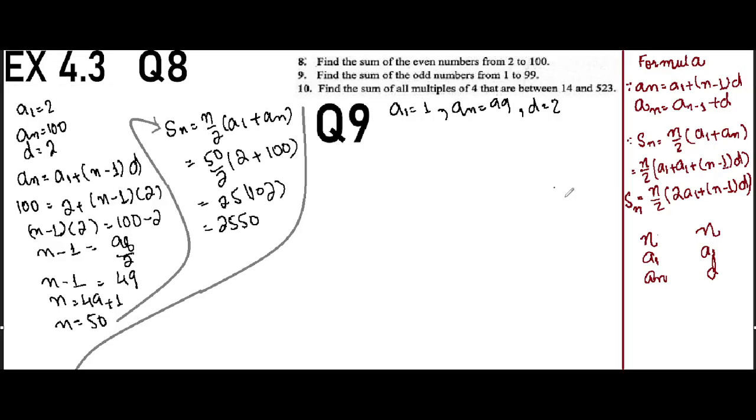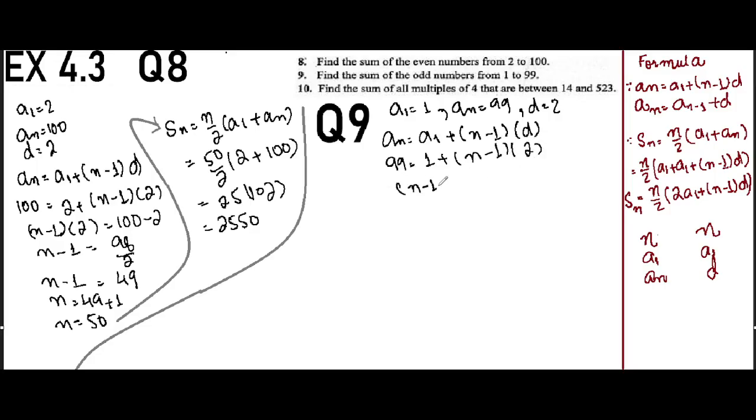Now we have to find n. We need to find n because for using any of these formulas, we need the value of n. Okay, so for finding n, we are going to use the formula an is equals to a1 plus n minus 1 into d. So we have an is 99 is equals to a1 is 1 plus n minus 1 remain as it is, and d is 2.